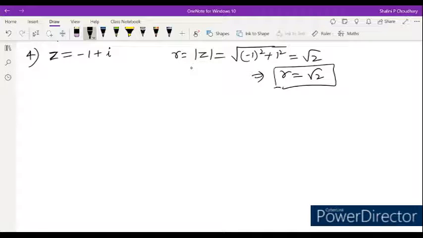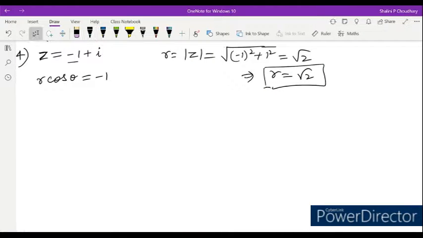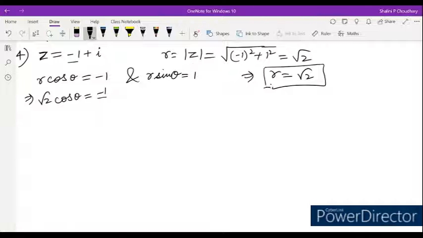So -1 is that x value, so r cos theta is equal to -1, okay, and r sin theta will be equal to 1. And as we know that r is equal to √2, it means √2 cos theta will be equal to -1, and directly we can write, sin theta will be equal to 1 upon √2. Again 1 upon √2, the cos and sin value, it means pi upon 4.